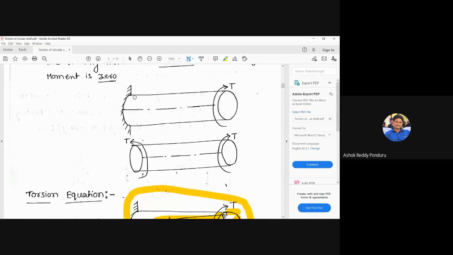Suppose I am considering this shaft here. It has some length. Length is 5 meters. I am applying some 10 kilonewton meter torque. Length is 5 meters.